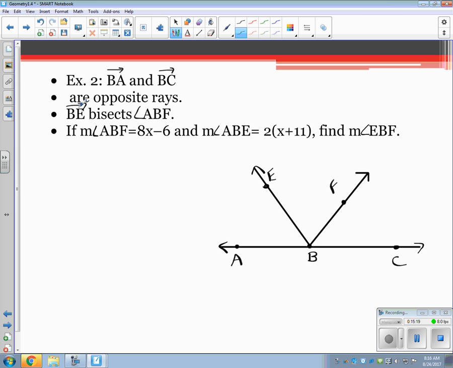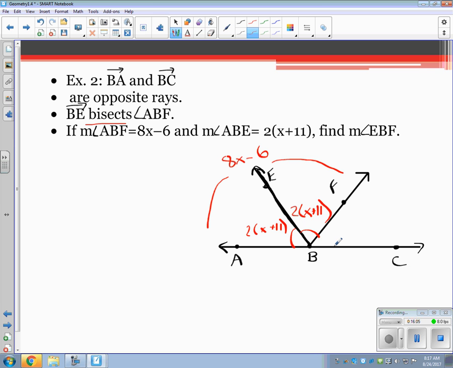I'm also told that ray BE bisects angle ABF. So if I find that, BE is right here, and I know it's cutting this bigger angle in half. So I'm going to go ahead and mark that this angle is congruent to this angle. Because it bisects it, I know those are the same. And then ABF, which goes from here all the way to here, ABF is 8x minus 6. And ABE is 2 times the quantity x plus 11. So my first thought would be, well, I already marked that these are congruent, so this one's also got to be 2 times x plus 11.